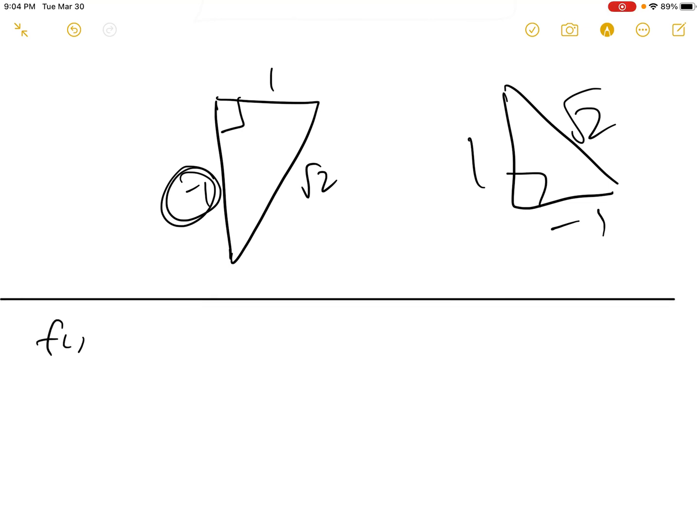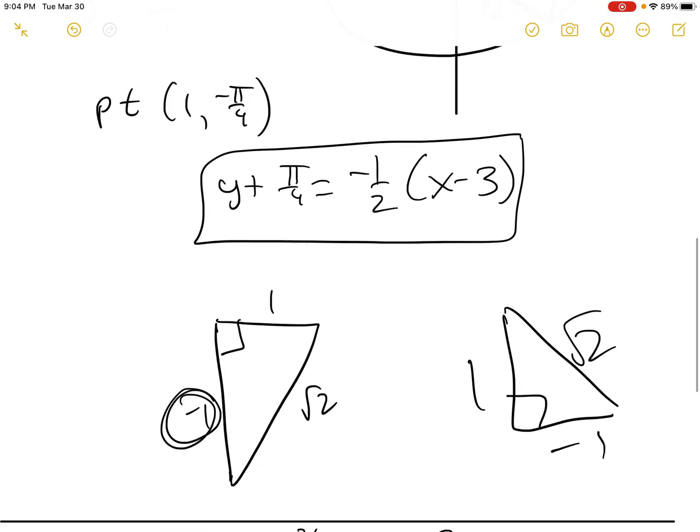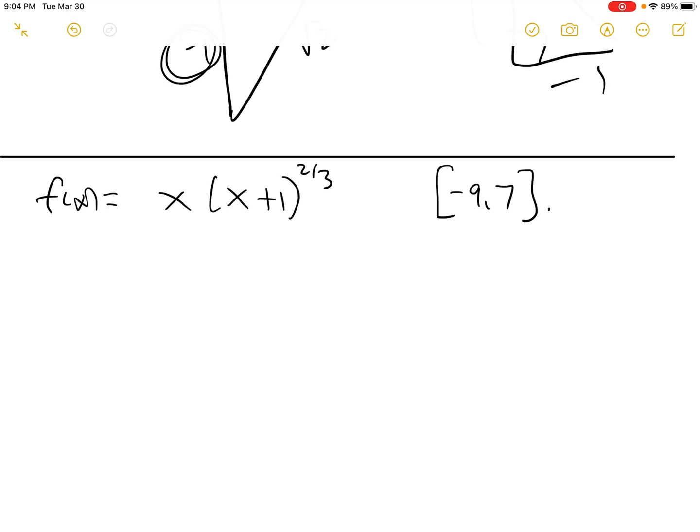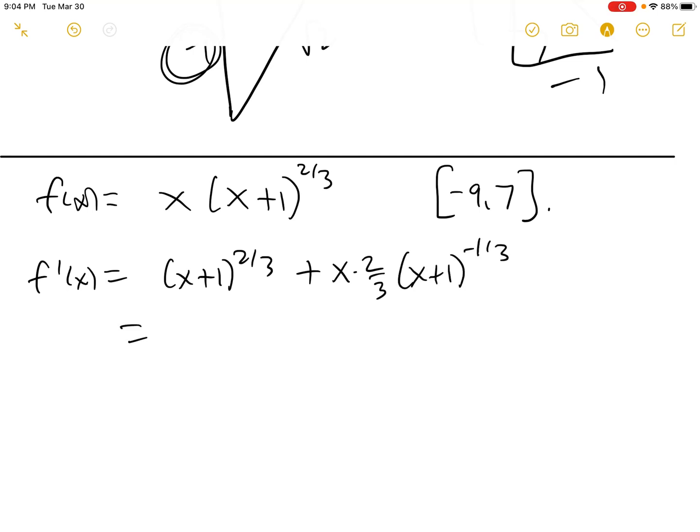Problem 2 said let f of x be x times (x plus 1) to the 2/3 on minus 9 to 7. And you were supposed to find all the extrema, local and absolute. Okay, so you take the derivative and you get (x plus 1) to the 2/3 plus x times 2/3 (x plus 1) to the minus 1/3.